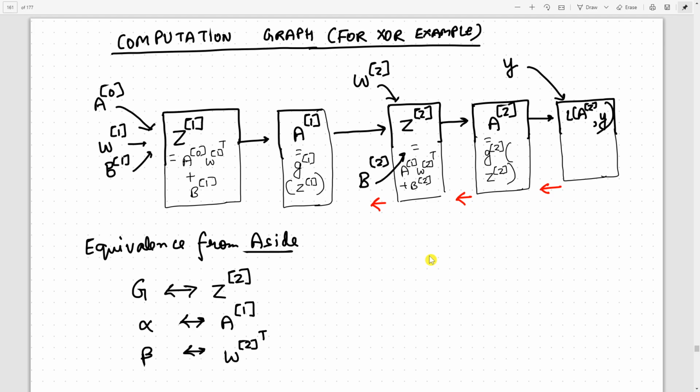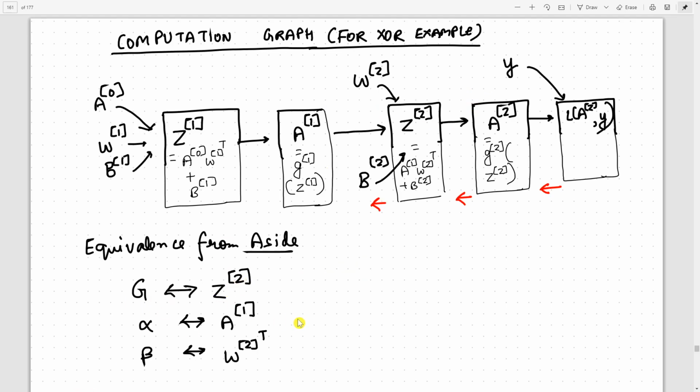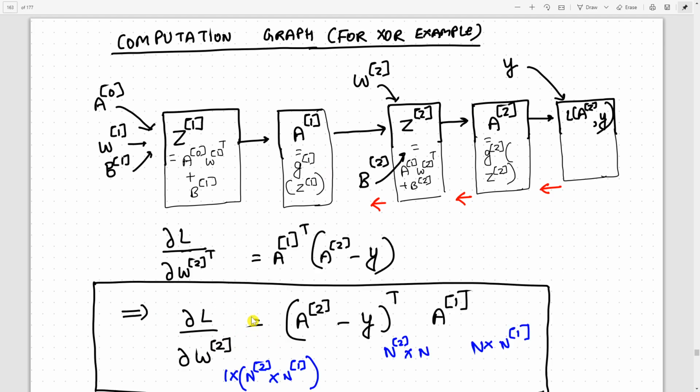So yeah, we know G, we know del L by del G, and we are trying to compute del G by del alpha, right? So del L by del alpha is what we're trying to compute. Del L by del alpha was del L by del G times beta transpose. So beta is W2 transpose and alpha is A capital 1.